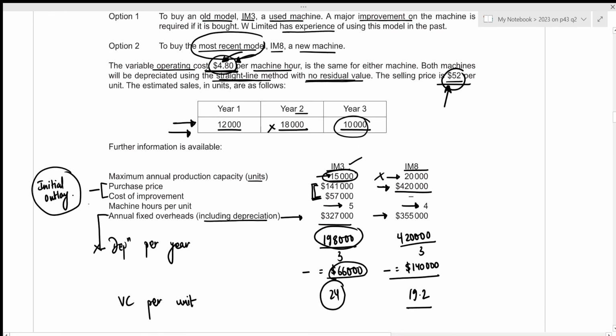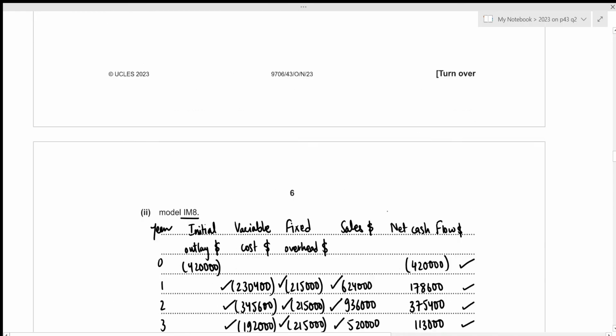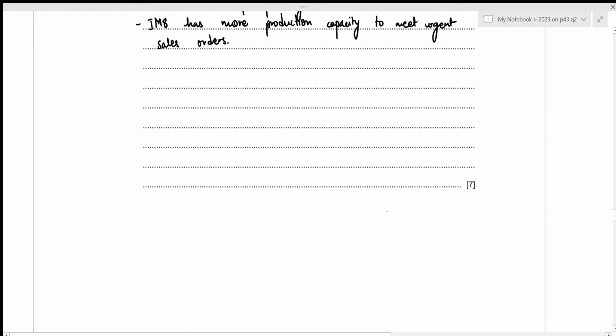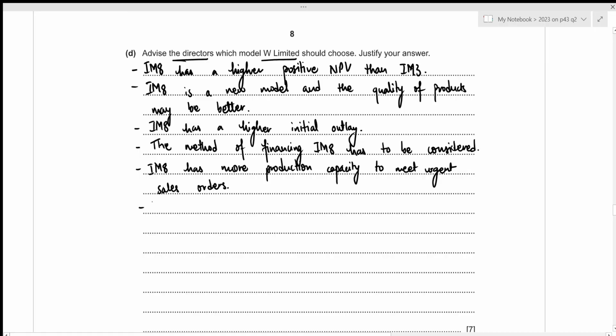Then we can also consider the machine hours per unit. And we can see that the machine hours required by IM8 is low as compared to the machine hours required by IM3, which means that IM8 is definitely more efficient as compared to IM3. So IM8 is more efficient than IM3.